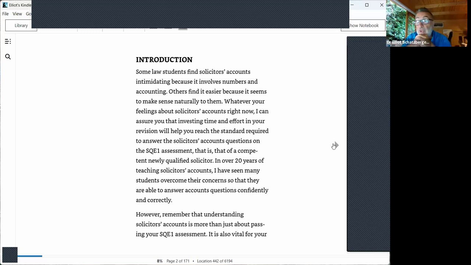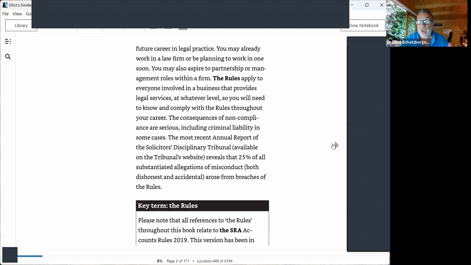So all I'm going to do tonight is really explain what this is all about, as I would do in my course. When I'm teaching solicitors accounts, I do this exactly as I'm doing it with you this evening. So the start point is always this: why do we need to do it? I've already explained that. We need to do it because if you don't, you are setting yourself up for a non-compliance complaint against you.